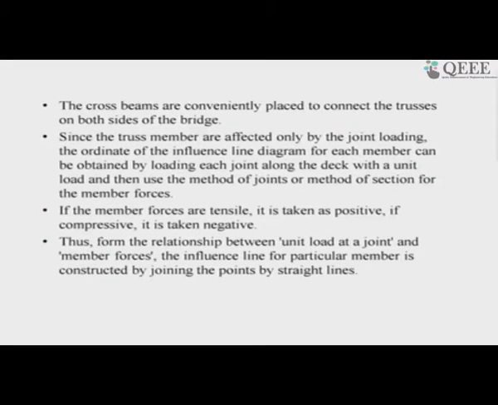So, now let me go to the PPT once again. Now if the member forces are tensile, it is taken as positive, if it is compressive, then it is taken negative. It is obvious. From the relationship between the unit load at a joint and the member forces, the influence line for a particular member is constructed by joining the points by straight lines for these statically determinate structures. Once again, we have so far discussed everything for statically determinate structures, and we are discussing statically determinate trusses.